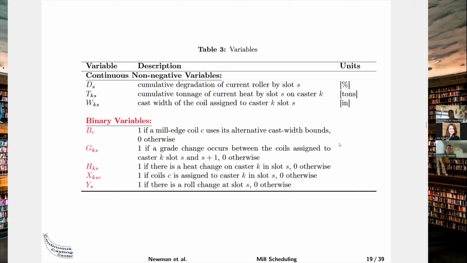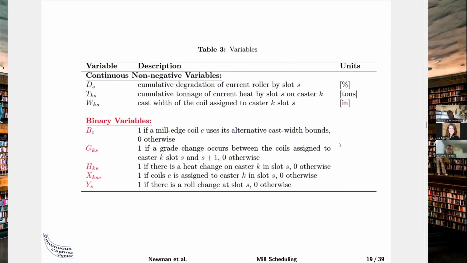We've got some continuous variables here, which we're going to have in uppercase to distinguish from the parameters in lowercase. The continuous variables are black font, and they denote cumulative degradation on a roller, the cumulative tonnage of heat, and then the cast width, which could be greater than the order width.